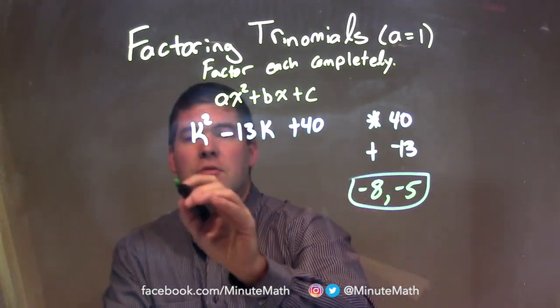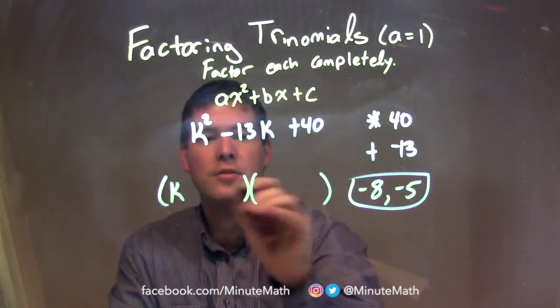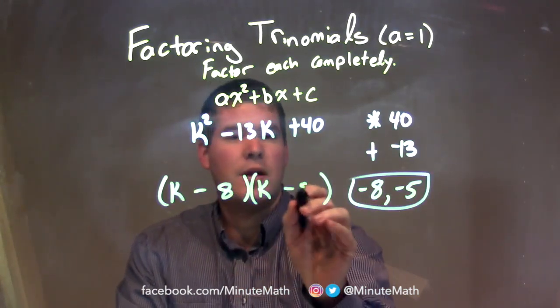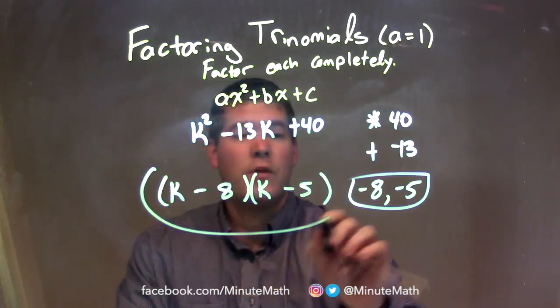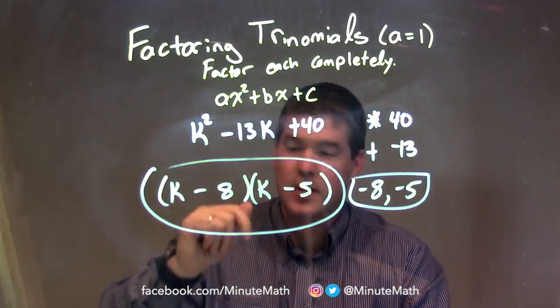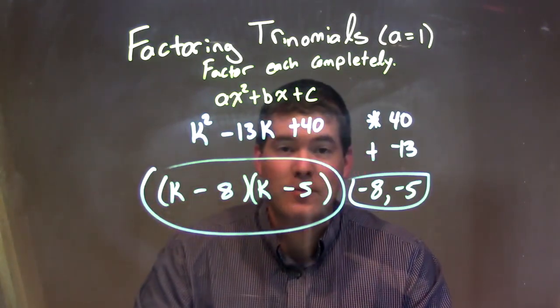So, since we have those two numbers, we can factor this out into our two parentheses, putting k first in each one. And we just write the two numbers, k minus 8 and k minus 5. And there we go. Our final answer here, and again, it really doesn't matter, it could be k minus 5 times k minus 8. But anyway, our final answer here is k minus 8 times k minus 5.